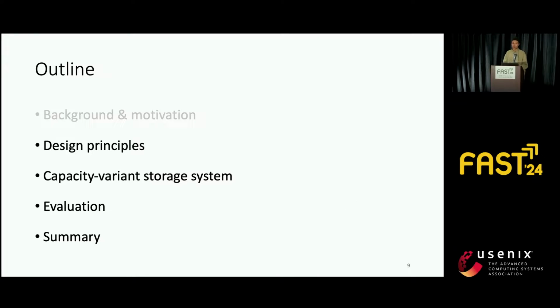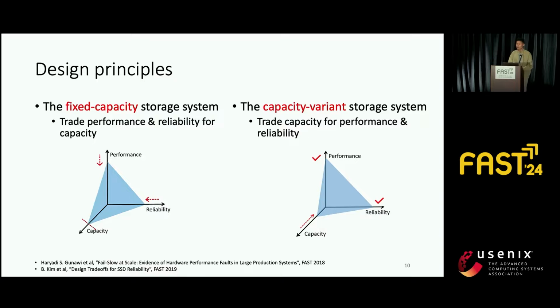I will outline the design principles of the proposed capacity-variant storage system in the next few slides. To address the performance degradation and high error rates caused by aging, we proposed a capacity-variant storage system. In the traditional system, the devices treat performance and reliability for a fixed logical capacity. On the other hand, in the capacity-variant storage system, the logical capacity of an SSD is not fixed. Instead, it gracefully reduces the exported logical capacity as it ages by mapping out aged blocks which would exhibit error-prone behavior, and thus enables a better trade-off between capacity, performance, and reliability.